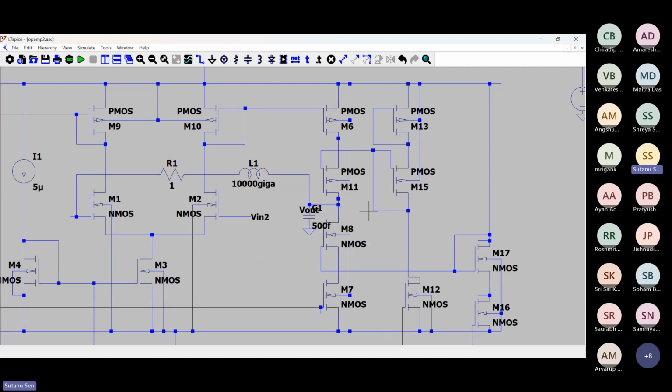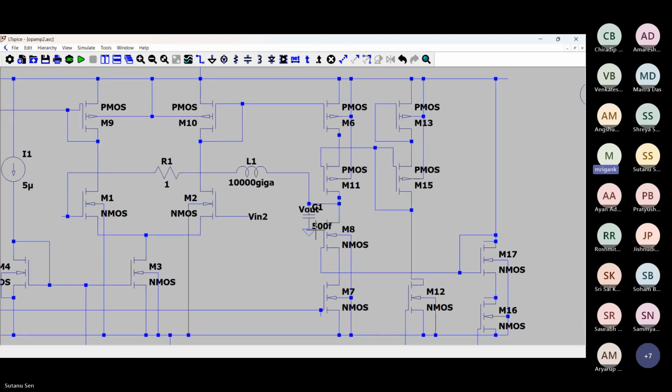Matrix. So it is saying that there must be some singular matrix. It is not able to simulate, so you leave it. So this simulator is having some problem.